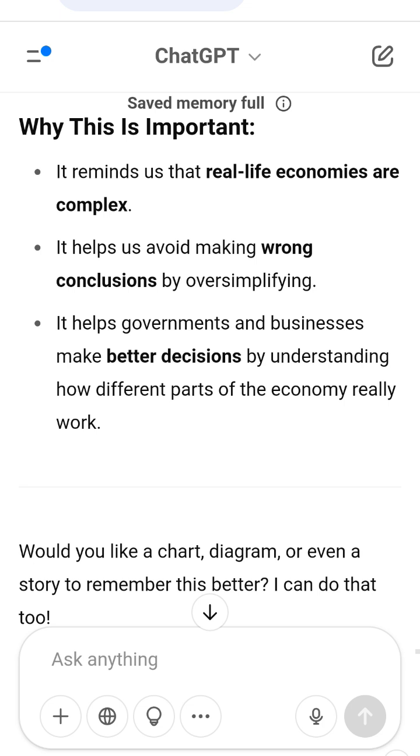Would you like a chart, diagram, or even a story to remember this better? I can do that too.